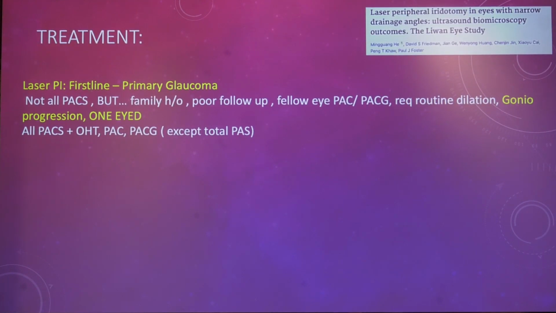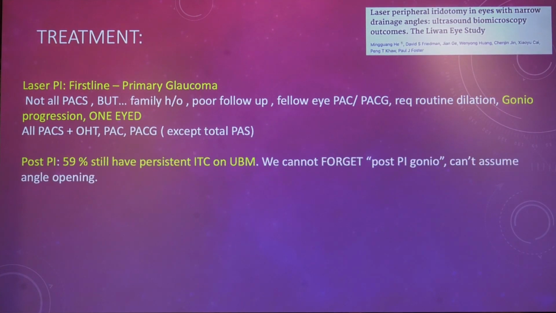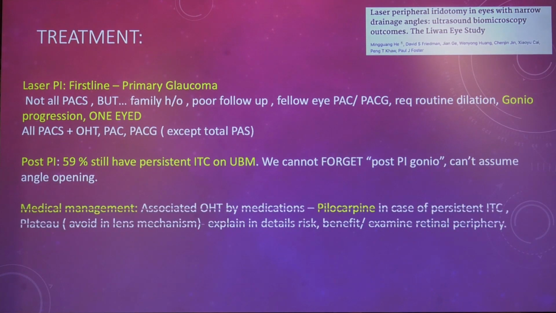Treatment: first line in primary angle closure is laser PI. You don't laser all PACS, but with family history, poor follow-up, fellow eye of PAC, requiring routine dilatation, gonio progression, or a patient who is one-eyed. All PACS plus OHT, PAC and PACG, except the ones with total PAS who may not benefit. Post-PI, 59% still have persistent ITC on UBM, so we cannot forget post-PI gonioscopy and can't assume angle opening. This is something we should remember.